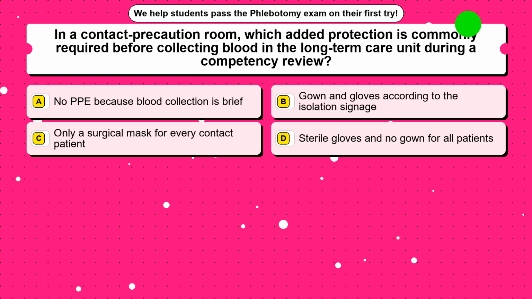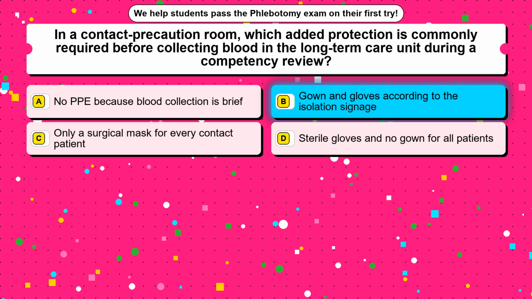Question 14. In a contact precaution room, which added protection is commonly required before collecting blood in the long-term care unit during a competency review? Option A. No PPE because blood collection is brief. Option B. Gown and gloves according to the isolation signage. Option C. Only a surgical mask for every contact patient. Option D. Sterile gloves and no gown for all patients.